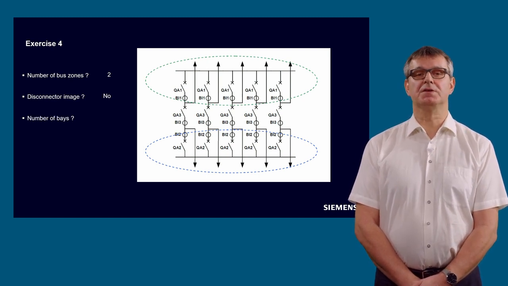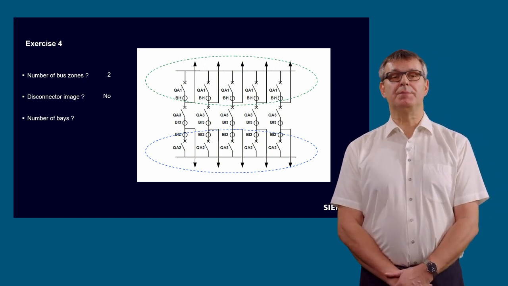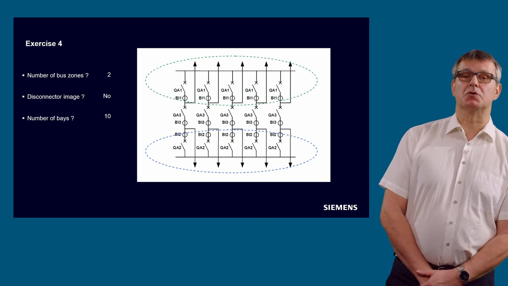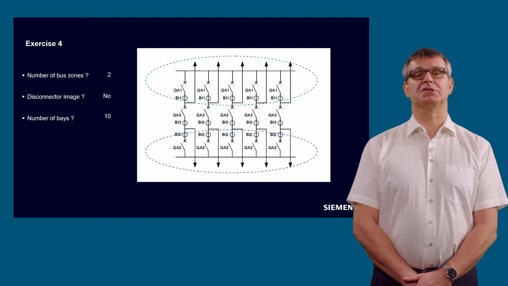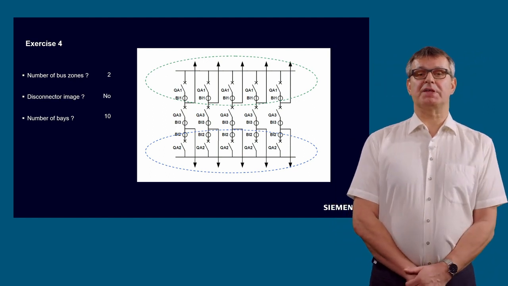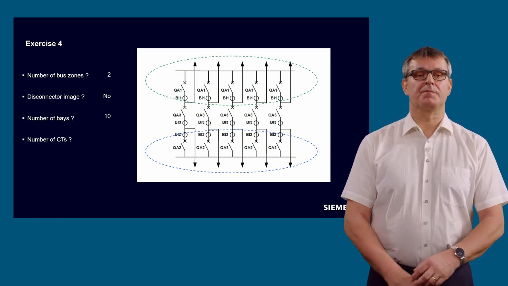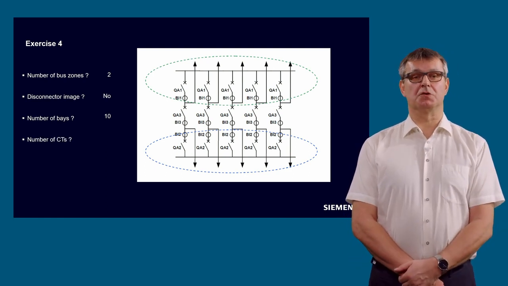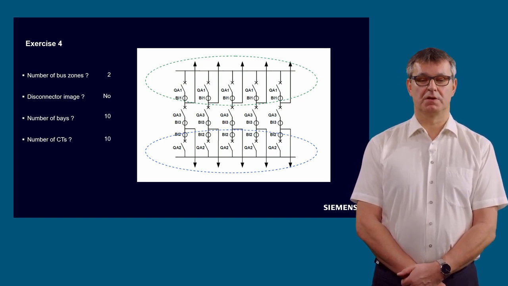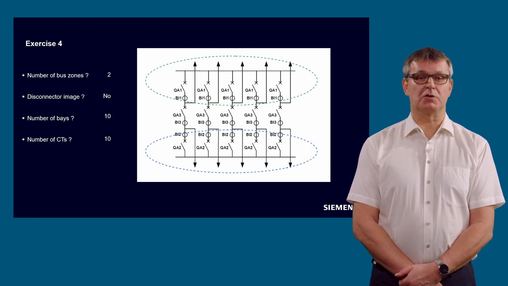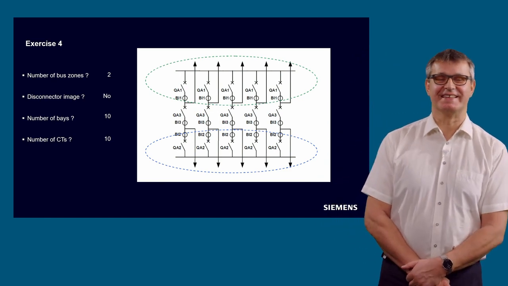Numbers of bays. So we have 5 diameters, but it will be split into 2 independent bus zones. So we need in total 10 bays. So 5 bays directly assigned to the upper busbar and 5 bays assigned to the lower busbar. And the number of CDs here is also quite easy, it is also 10. So I hope you were all quite successful answering my short exercises.